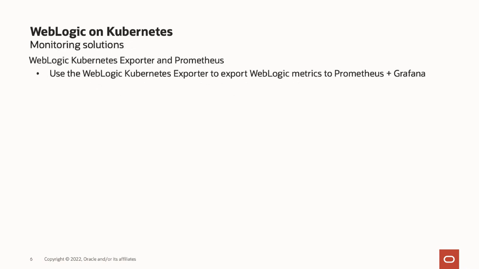Then what monitoring solutions are there? First of all, there is the WebLogic Kubernetes Exporter, which is one of the toolkit tools, that enables the collection of WebLogic metrics and exports them to Prometheus. Then you can use any dashboard utility such as Grafana to visualize the metric data. This has been suggested by the WebLogic team, so you may be familiar with it.